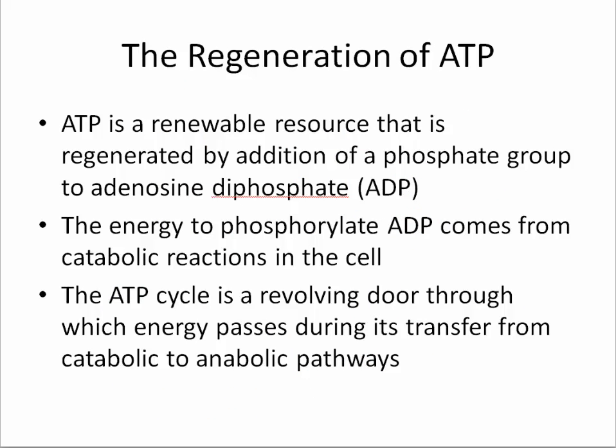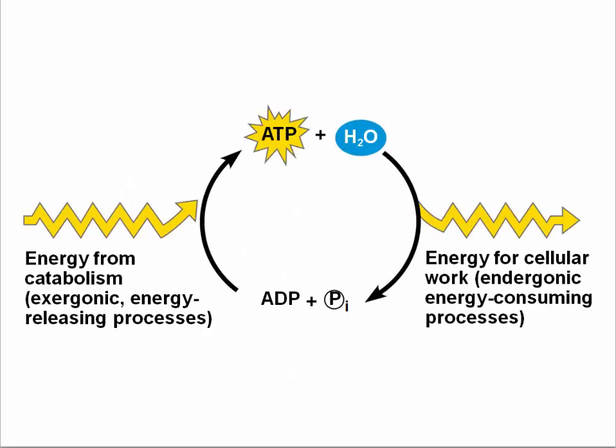ATP is a renewable resource. It's regenerated all the time by the addition of the phosphate group to adenosine diphosphate. The energy to phosphorylate ADP comes from catabolic reactions in the cell. The ATP cycle is a revolving door through which energy passes during its transfer from catabolic to anabolic pathways. That's just another way of looking at it.